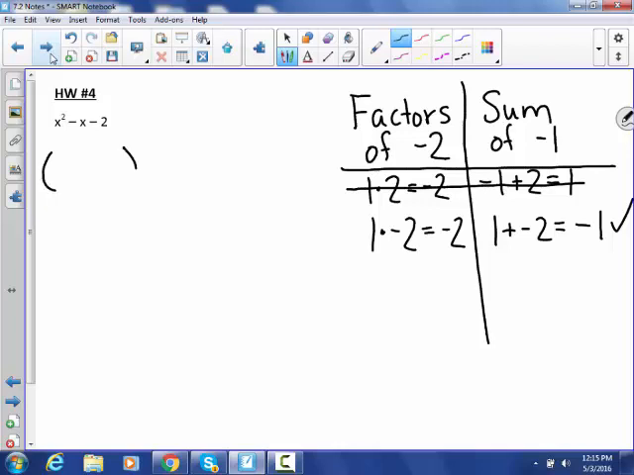So my factors are x plus 1 because it's a positive 1, and x minus 2 because it's a negative 2. That would be my factors. And if we double distribute that, it's going to equal what we started with. So that's a way to check yourself. Okay, so far so good.